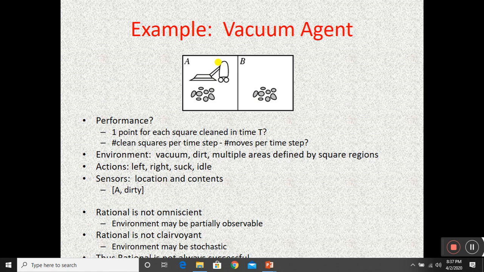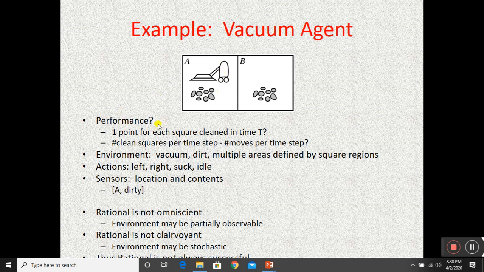Here is an example of a simple reflex agent. Vacuum agent. So what is a vacuum agent? The machine that you use in your homes for cleaning the carpet, that is known as a vacuum agent. It has some kind of sucker inside here, and it will suck all the dirty materials by this actuator.